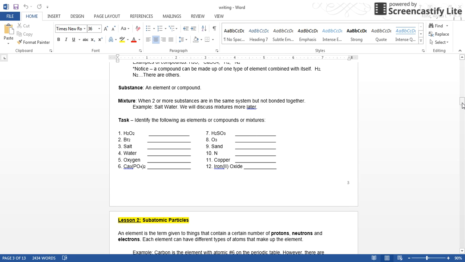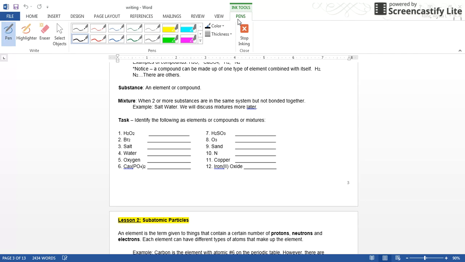So the first task here is to identify things as elements, compounds, or mixtures. If we look here, we've got H2O2. Whenever you see something made up of more than one element combined, that's going to be a compound. So this is a compound. Even though bromine is an element, there are more than one of them, which makes this a compound. Salt would be NaCl or something like that: compound. Water, H2O. Oxygen is just an element. This is obviously made up of more than one element together, so that would be a compound. Iron(II) oxide, iron and oxygen, has to be a compound.